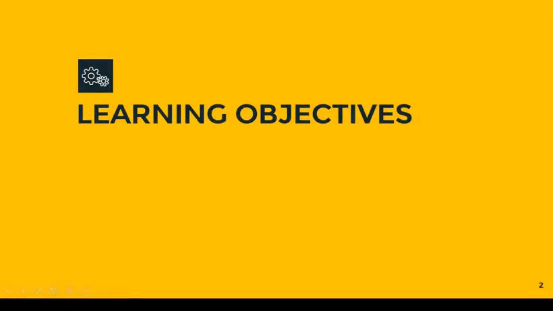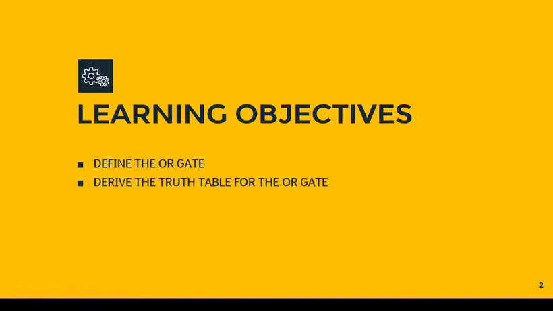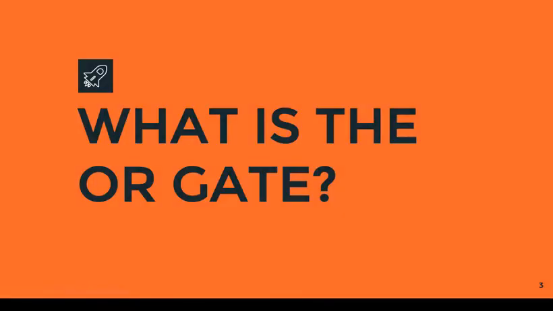Okay, so some learning objectives that we'll be looking at in this video. So we'll be defining the OR gate. We'll derive the truth table for the OR gate, and we'll also formulate a Boolean expression for the OR gate. So as usual, we first need to determine what is the OR gate.